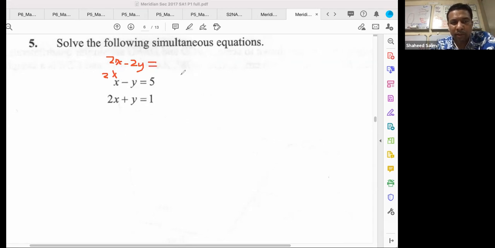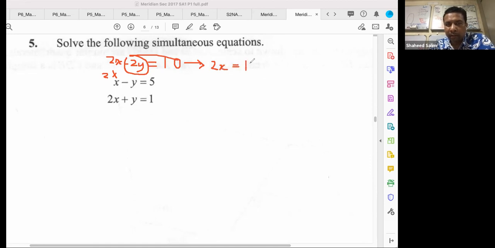Because you times on the left side, you must also times on the right side. You get 10. So I can call this equation. No, maybe I can still do it like this. I will make it change for that. I'm going to bring the minus 2y over this side. So now what do you get? 2x is equals to 10 plus 2y.